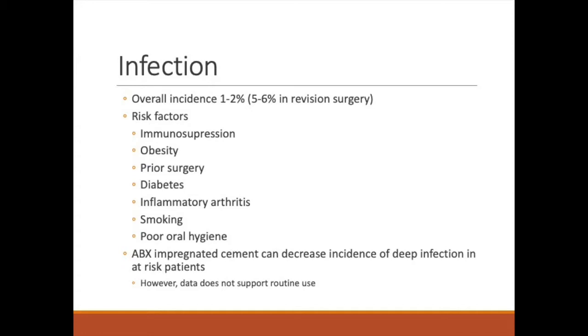Many risk factors for these, all pretty obvious and related to wound healing issues once again. So immunosuppression, obesity, prior surgery, diabetes mellitus, particularly a hemoglobin A1C above 8, inflammatory arthritis like rheumatic disease or systemic lupus, smoking or tobacco use or even nicotine supplementation, as well as poor oral hygiene because of the constant bacterial load in the bloodstream. Antibiotic-impregnated cement can decrease the risk of deep infection in at-risk patients.